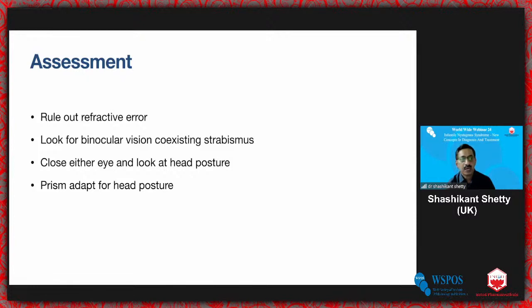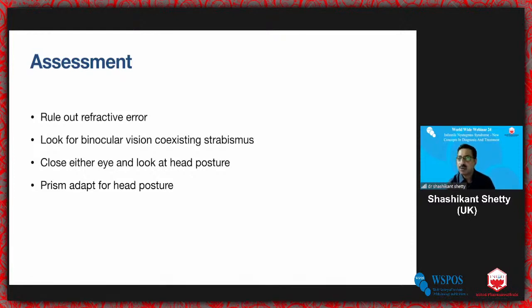So there was an article by Dr. Brodsky in his textbook of pediatric neuro-ophthalmology. He was suggesting that all the patients who present with vertical head posture should have their binocular vision looked at, and always close either eye and look at the head posture. If you close one eye and the head posture is still persisting, that is because of the nystagmus. If you close one eye and the head posture disappears, then it's basically due to strabismus.